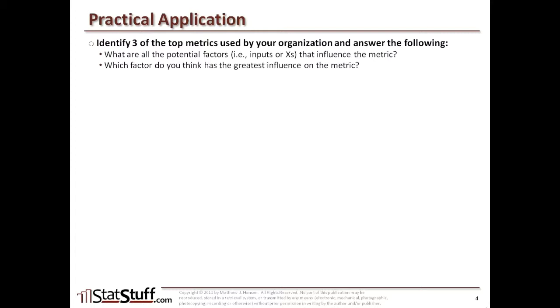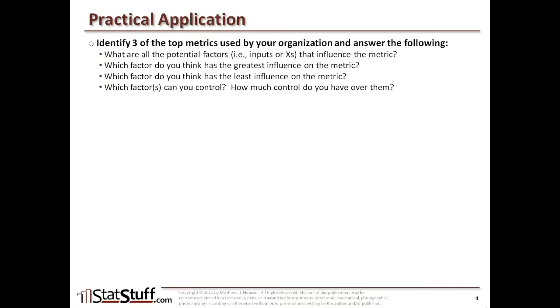And then which of those factors do you think have the greatest influence on that metric? That is, the ones that might have the largest coefficient. And then which of those factors do you think might have the least amount of influence on the metric? Again, those might have the lowest coefficient. And then which of those factors do you think you can control, and how much control do you think you have over each of those? Now, if one of those factors happens to change significantly, are there any interdependencies that you see where it's also affecting another factor, if at all?